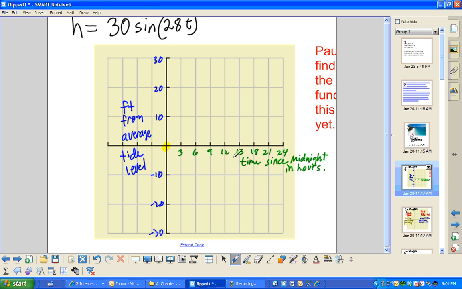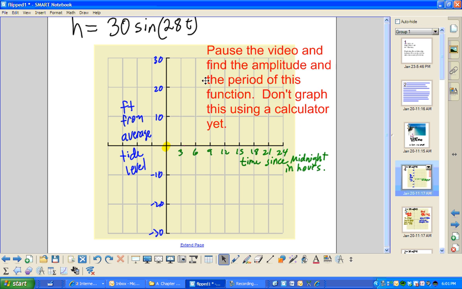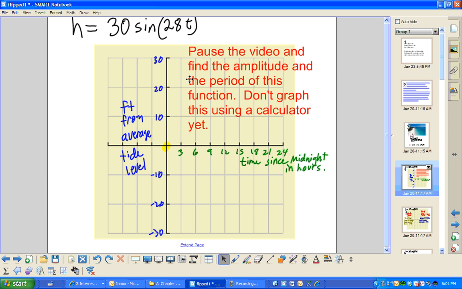So I made 1 full day basically. And then on the y-axis, we're just going to go feet from the average tide level. So how many feet did it go above average tide or below average tide? Okay, so make this graph and then find these two things. Pause the video and find the amplitude and the period of this function. Don't graph it using a graphing calculator yet.